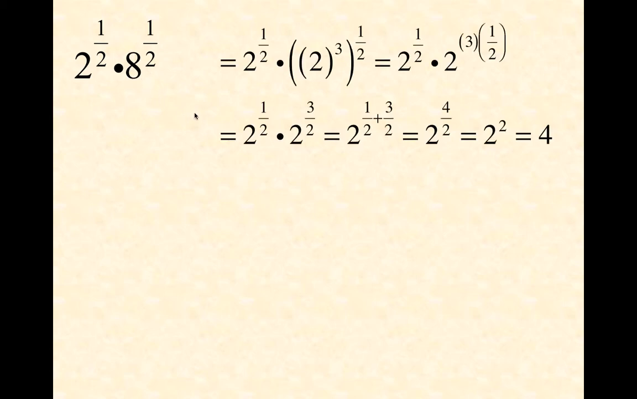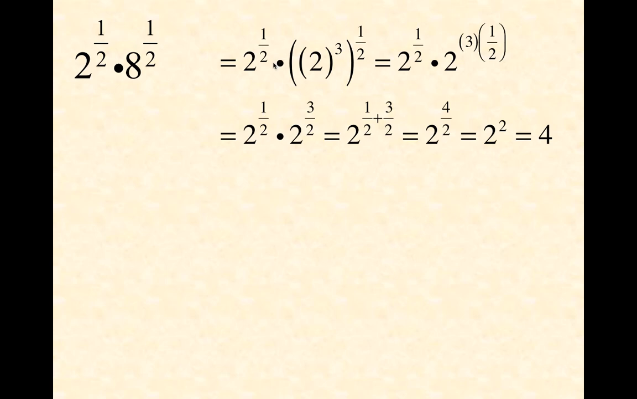If you look at our cubes list, you see 8 up there. Cube root of 8 is 2. 2 to the 3rd power is 8. So I'm going to rewrite the 8 as 2 to the 3rd power. Now follow along here, guys. I'm just going to show you the whole thing.